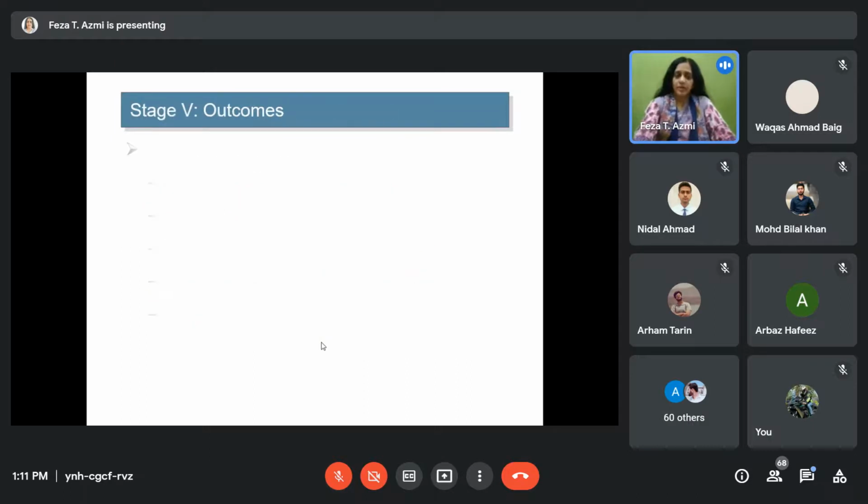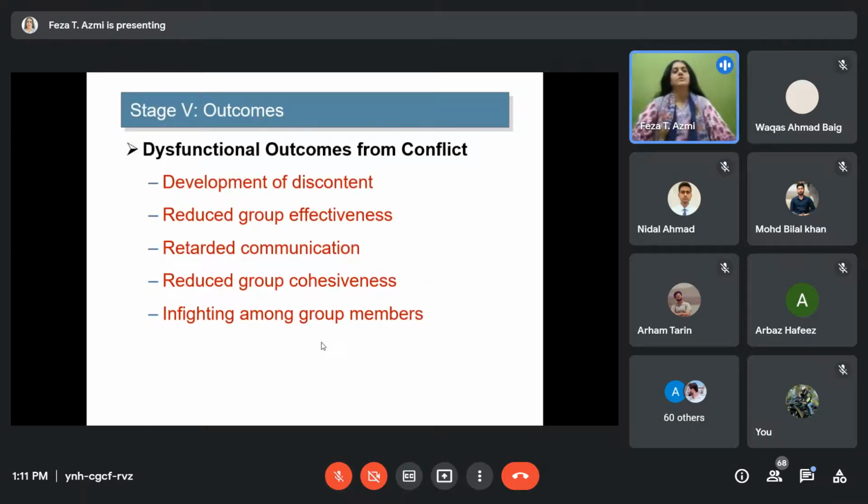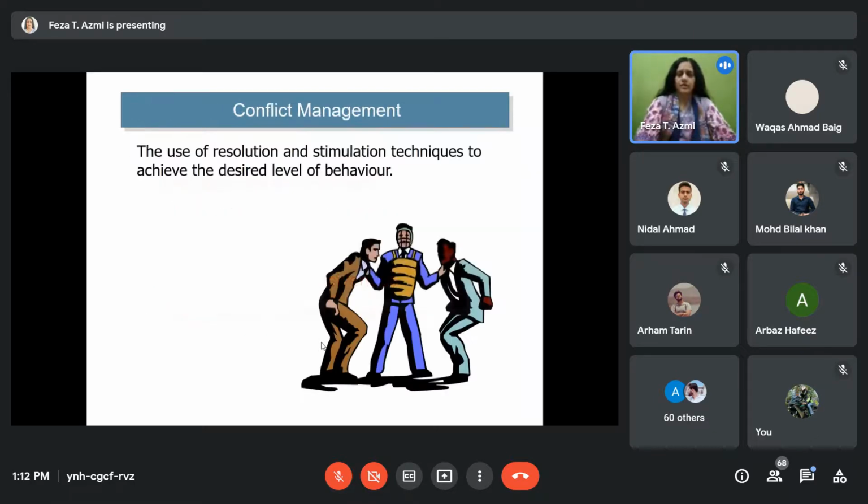But if you have not taken care of the conflict well, there will be dysfunctional outcomes. There could be more discontent, reduced performance, reduced group effectiveness, communication will become even worse, group cohesiveness will be shattered, and more infighting will happen. So if you have not handled the conflict well, this is what may happen. So stage 3 is the most important stage of handling the entire issue, conflicts.